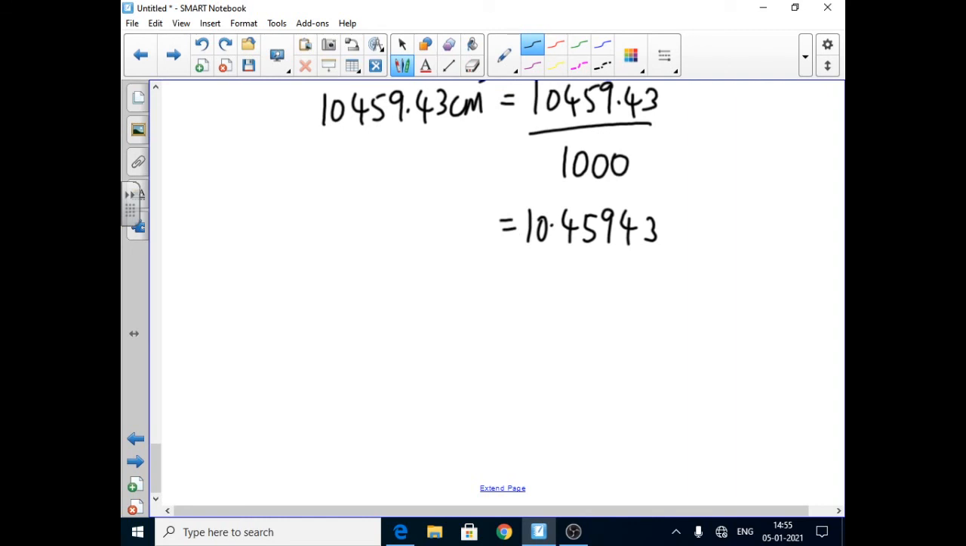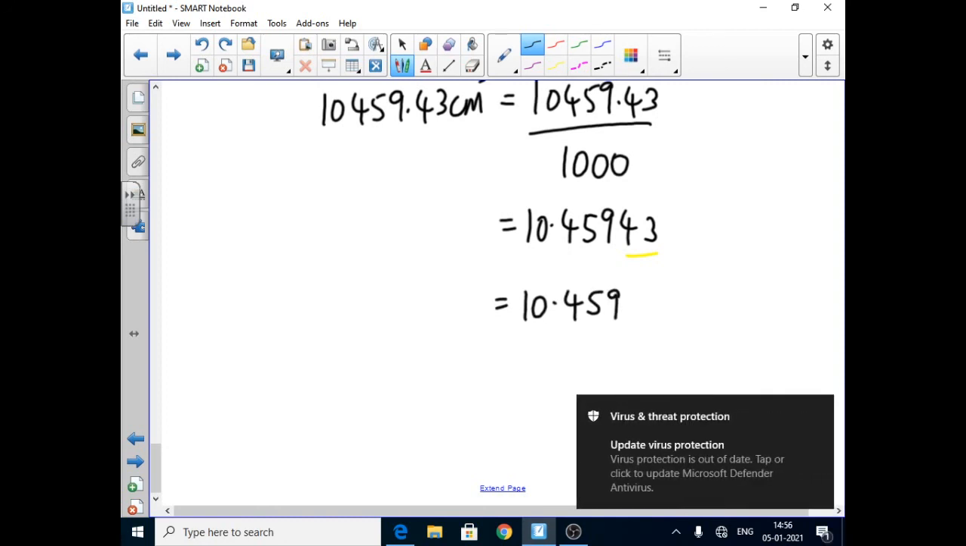So 10.45943. After the point, 3 digits are enough, so we should see the last 2 digits. 4 3 only we have, so we just leave that number. So 10.459 liters.